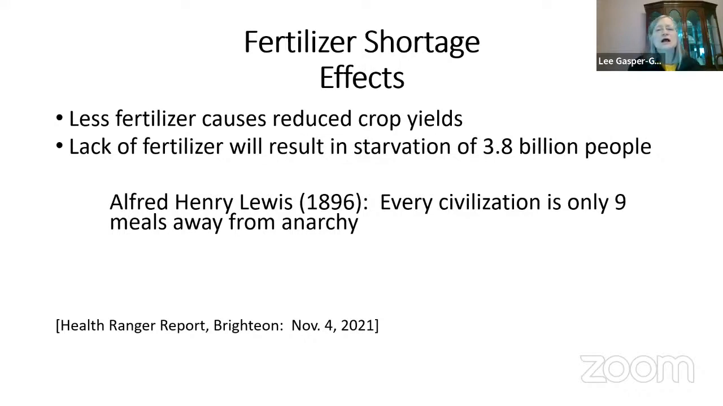Okay, so what are the effects of the fertilizer shortage? Well, less fertilizer causes reduced crop yields, and a lack of fertilizer will result in the starvation of 3.8 billion people. Back in 1896, a man by the name of Alfred Henry Lewis essentially said that every civilization is only 9 meals away from anarchy. In other words, people are not very happy when they're hungry, and they start rioting.